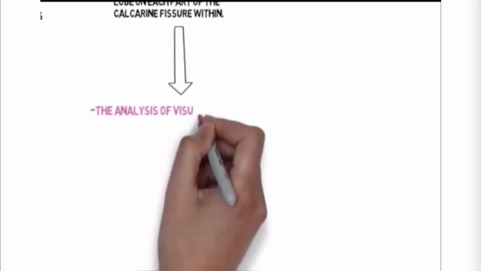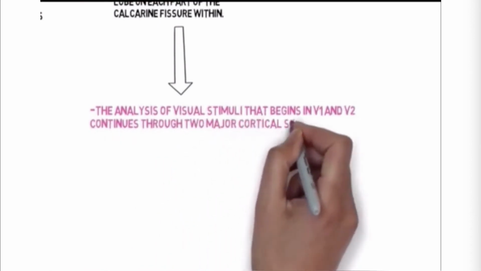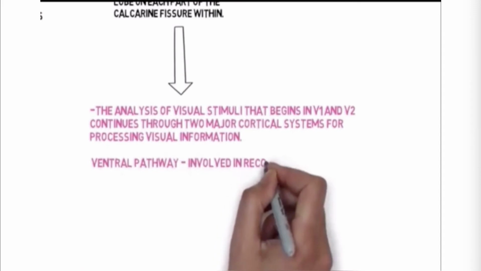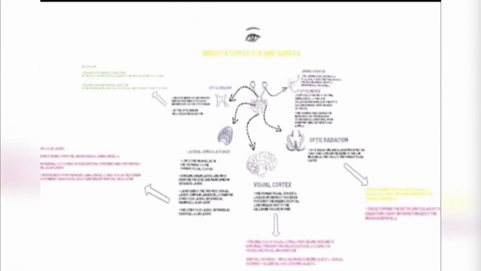The analysis of visual stimulation that begins in V1 and V2 continues through two major cortical systems for processing visual information. The ventral pathway is involved in recognizing objects, and the dorsal pathway is essential for locating objects. That's all for the visual pathway.